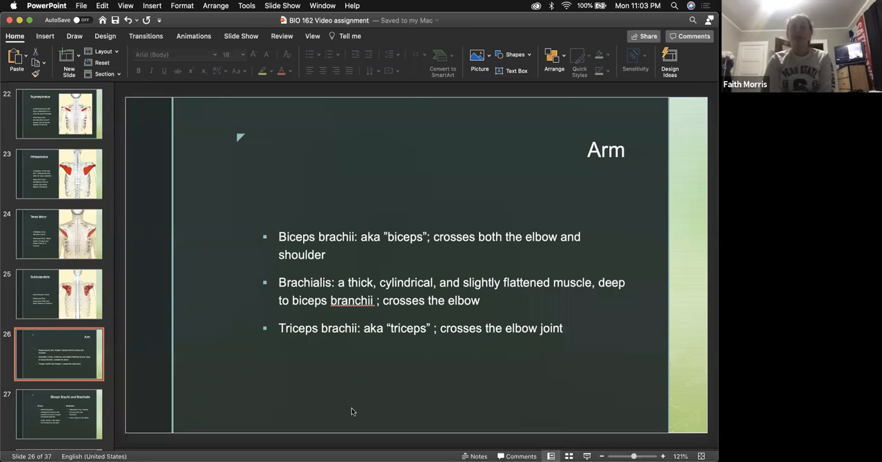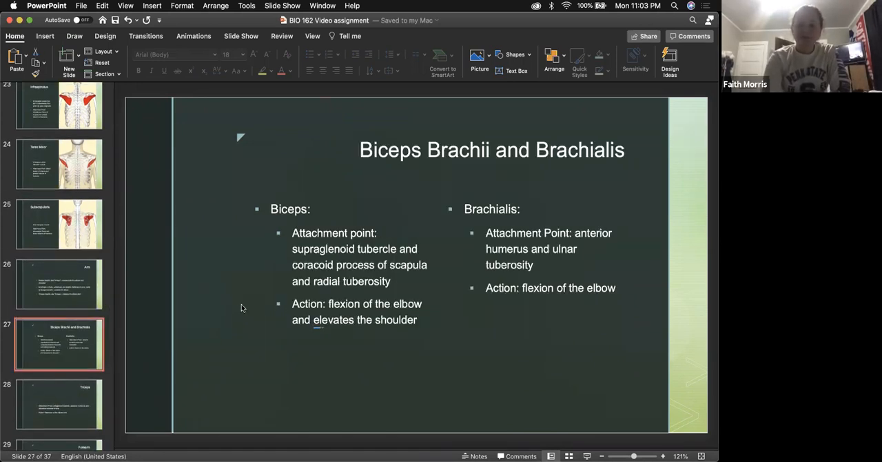Okay, next we're going to be talking about the arm muscles. So those are the biceps brachii or biceps, brachialis, and the triceps brachii or triceps. So the biceps attach at the supraglenoid tubercle and coracoid process of the scapula and the radial tuberosity. And its actions are flexion of the elbow, and it also elevates the shoulder because it attaches across the elbow and across the shoulder, so it can affect both.